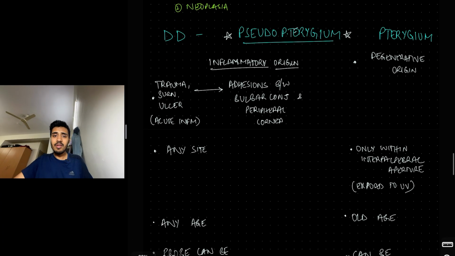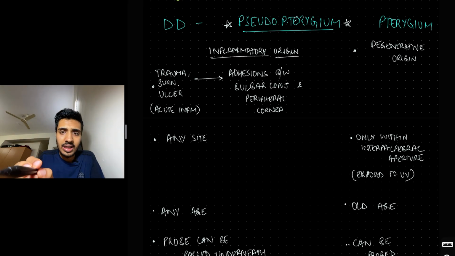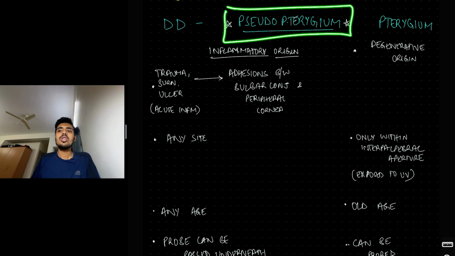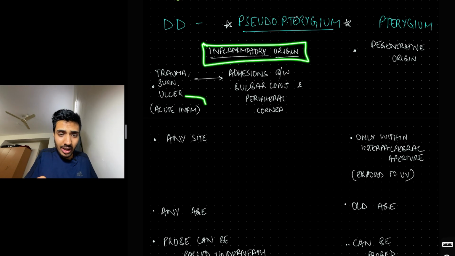Next, coming to something very important known as pseudopterygium versus pterygium. The main differential diagnosis is pseudopterygium. So in pseudopterygium, what happens? First, the origin. Pterygium, as I told, is of degenerative origin. It is a degenerative triangular fold of subconjunctival tissue. Pseudopterygium is inflammatory in origin, and that too mostly due to acute inflammation.